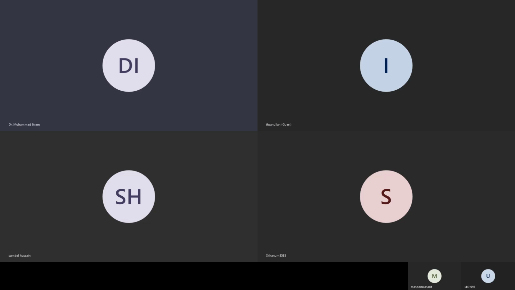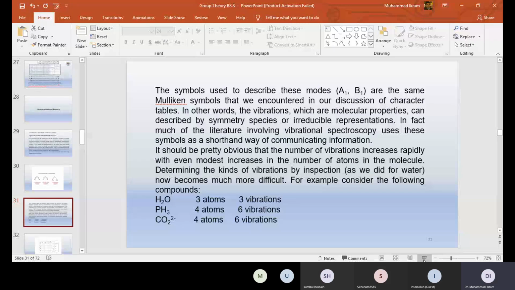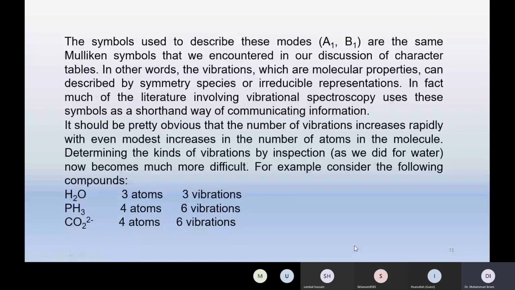So in other words, the vibrations, which are molecular properties, can be described by symmetry species or irreducible representations. So we can derive the vibrations from the irreducible representations of the molecule. In fact, much of the literature involving vibrational spectroscopy uses these symbols as a shorthand way of communicating information.